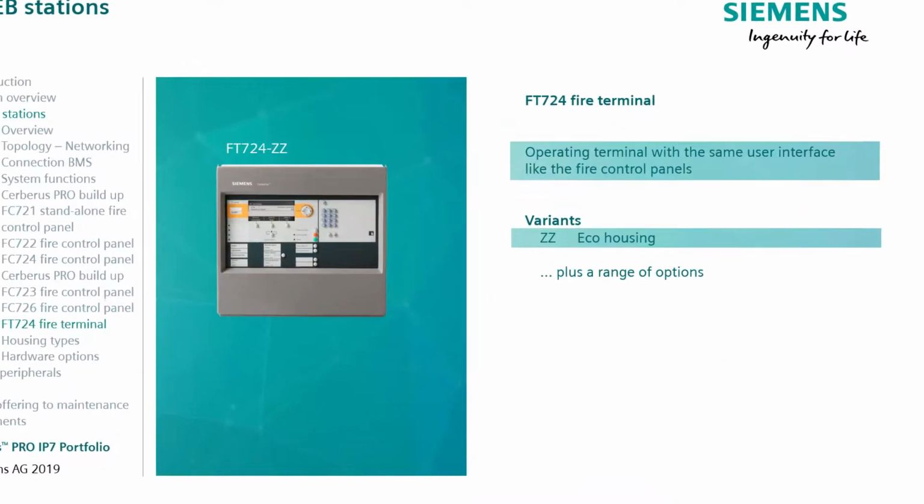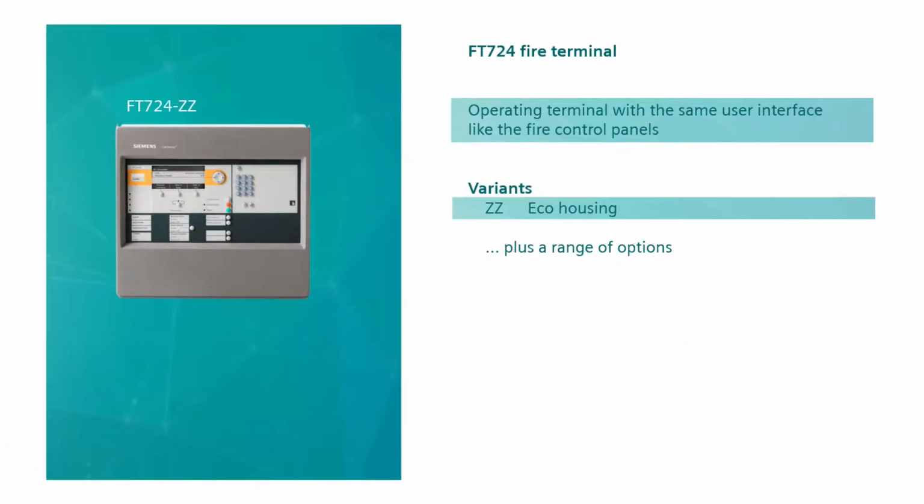Here, we have the FT724 fire terminal in the Eco housing. It can be supplied either with an optional internal power supply or via a nearby control panel. The fire terminal is an operating terminal with no detection or input or outputs. Other options are also available.